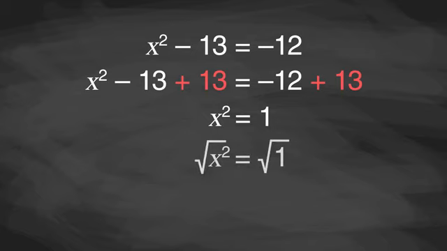We'll take the square root of each side. Always remember the plus or minus sign when you take the square root, because both negative and positive values would be possible solutions. The solutions are x equals plus or minus 1.